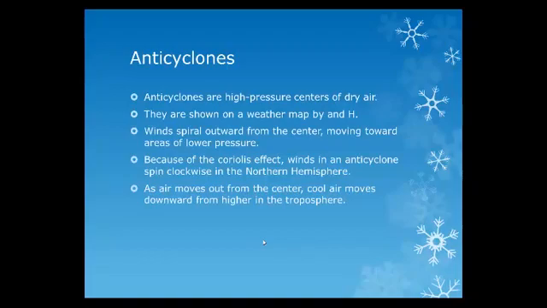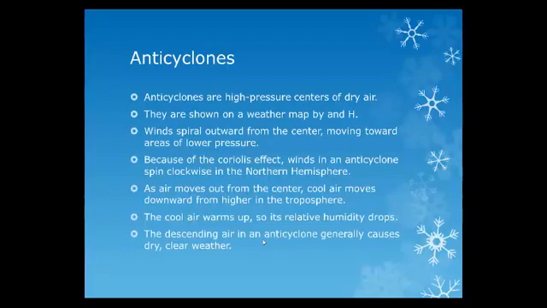As air moves out from the central cool air, it moves downward from higher in the troposphere. As it sinks down from areas higher in the troposphere, it produces that higher pressure. So sinking air on top of you is going to produce high pressure above you. The cool air warms up, so its relative humidity drops. As relative humidity drops, we are not going to have any condensation that occurs. So the descending air in an anticyclone generally causes dry, clear weather.